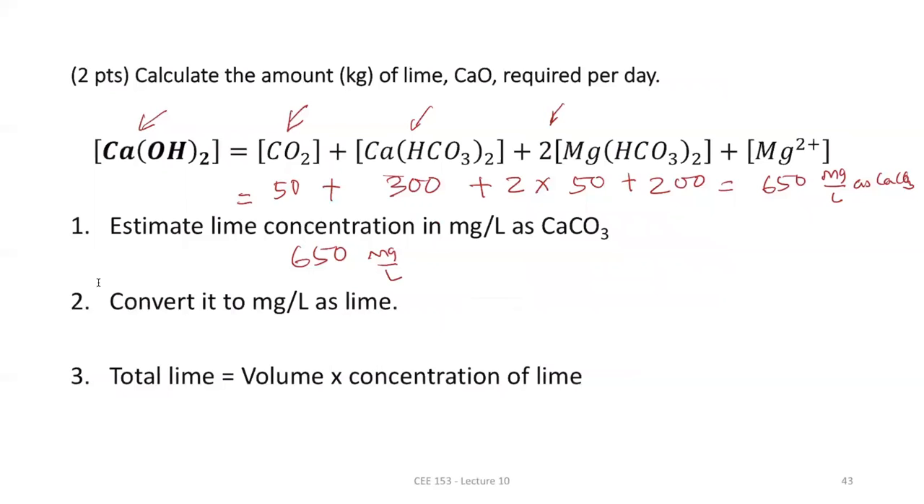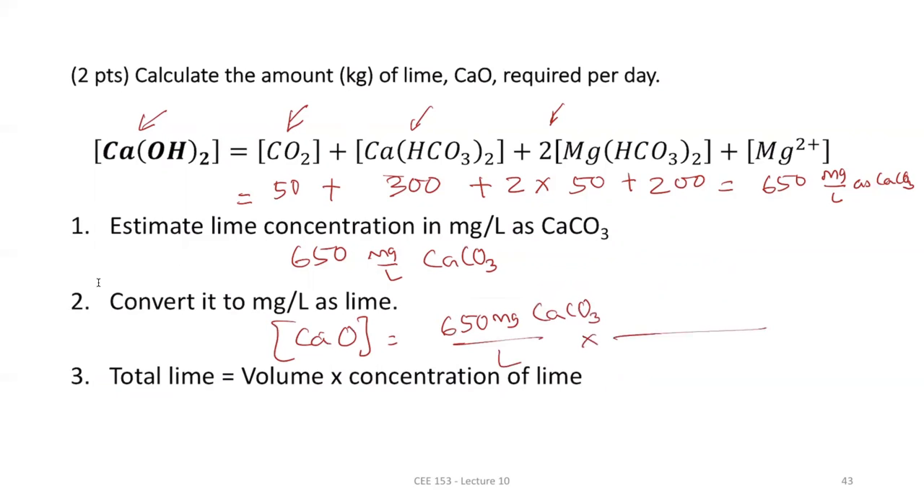Convert it to milligram per liter as lime. So that means I'm asking how much it actually is as lime, because I am interested in lime. So if you see, lime is Ca(OH)2, which is CaO. What would the amount be if you have 650? Well, this is 650 milligram of calcium carbonate, okay? And all you have to do is divide by the equivalent weight of calcium carbonate as well as calcium, the lime.